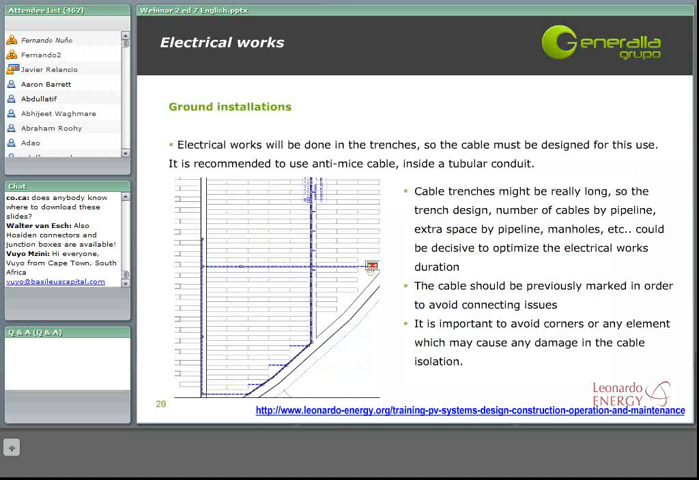In ground installations, as the electrical works will be done in them, the cable must be designed for use in trenches. It is really important to take time to design the cable trenches. We can greatly optimize the electrical works duration with a good design of the number of cables per pipeline, the extra space per pipeline, and the manhole locations. Some good practices are marking the cable to avoid connection issues, and avoiding corners of any elements which may cause damage to the cable insulation.